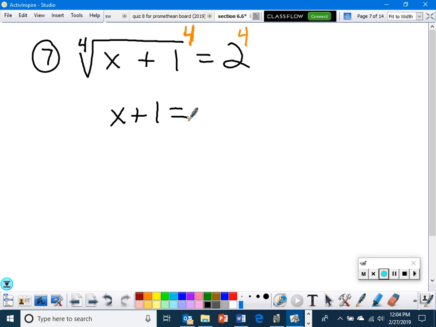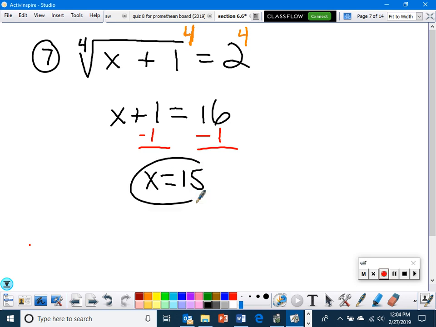All right, 2 to the 4th power is 16. So we find out that x equals 15. All right. Next, we're going to do a little word problem here, and forgive my drawing. I'll do the best that I can with this so that we can visualize it as we solve this problem. So here we go.